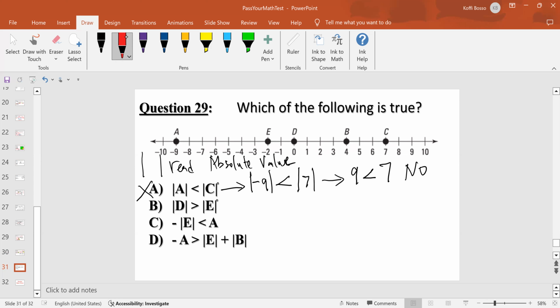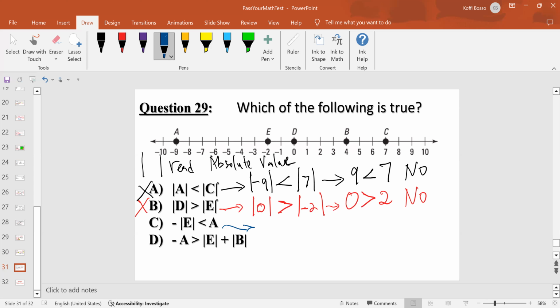B, absolute value of D. So I will replace D by its value. D here is 0, and they say it's greater than absolute value of E. E here is negative 2. So understand the absolute value of 0 is the same as 0. And can we say that 0 is greater than absolute value of negative 2, which is positive 2? Is 0 greater than positive 2? No. Also out.